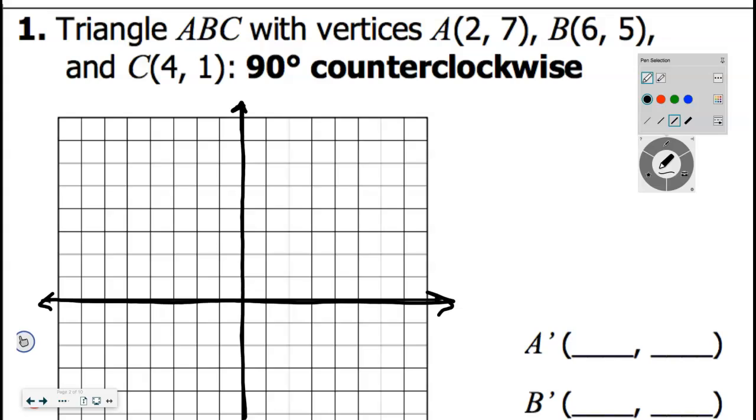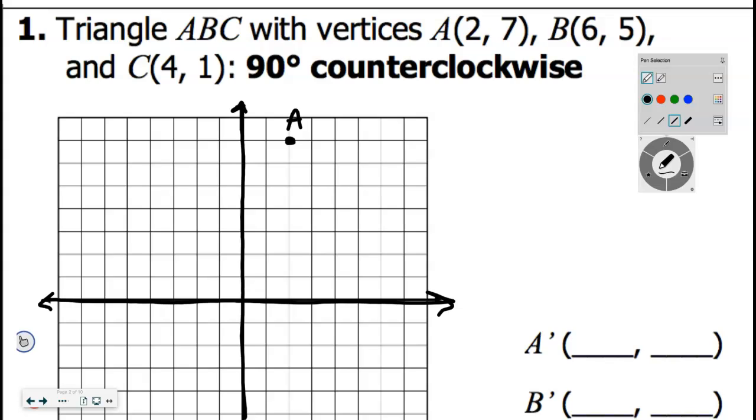So first thing we're going to do is go plot the original. 2 to the right. 1, 2, 4, 5, 6, 7 up. Right there. 4, 5, 6. And I'm going to label it A. This is my image, and I'm going to turn it.